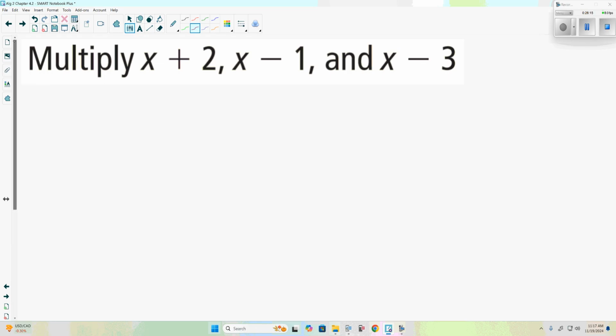We're going to do one more of these here, and then that will be it. X plus 2 times x minus 1 times x minus 3. And again, no matter how many we have, we're just going to do these two at a time. So we'll start off with x times x, which would give us x squared. X times negative 1 would give us negative x. 2 times x would be plus 2x. And 2 times negative 1 would be negative 2.